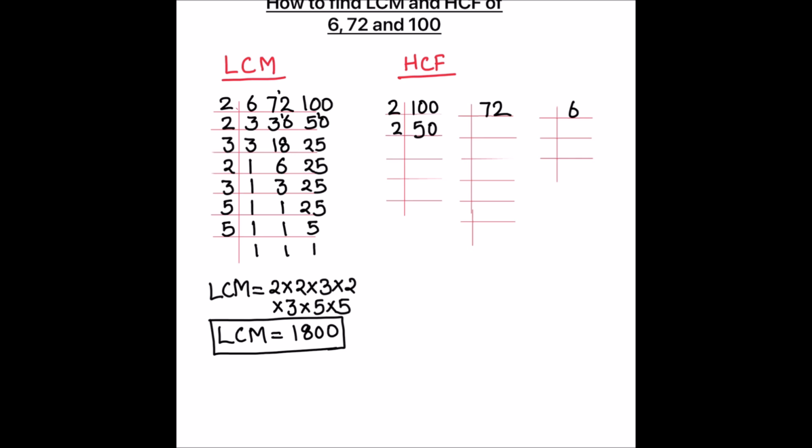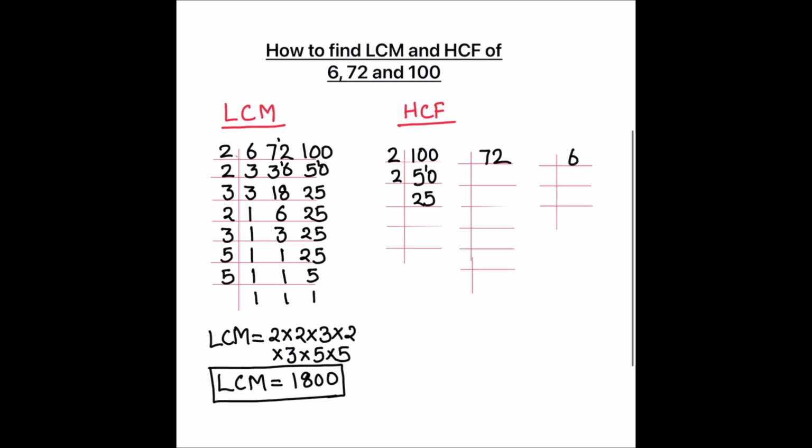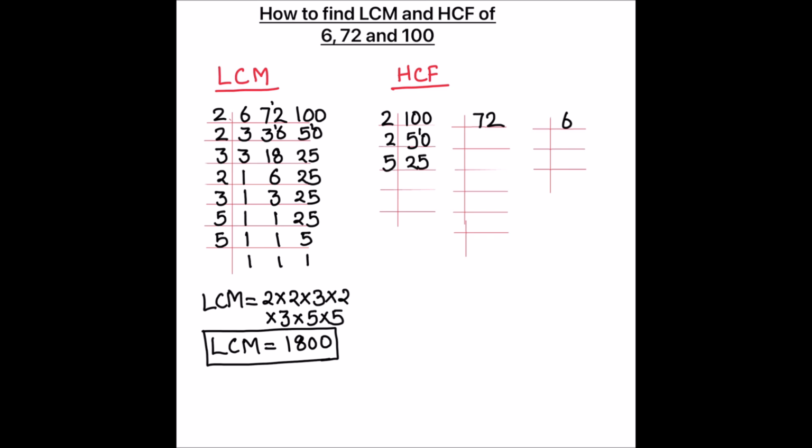Again we are going to divide by 2. 2 times 2 is 4. 1 is remainder. This becomes 10. 2 times 5 is 10. 25 is divisible by number 5. 5 times 5 is 25. 5 times 1 is 5. So this is fully divided.